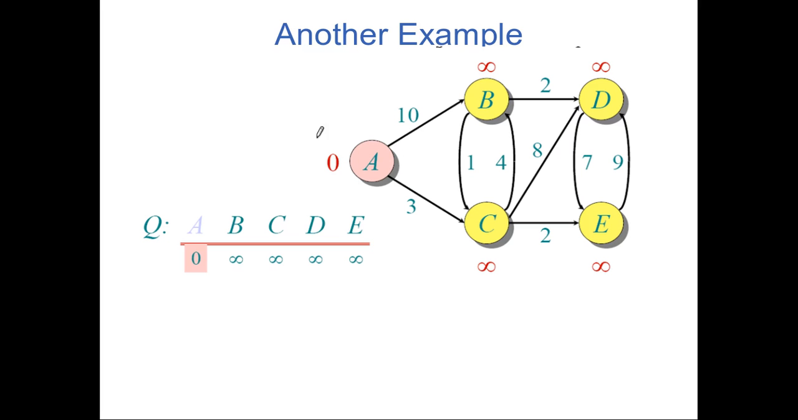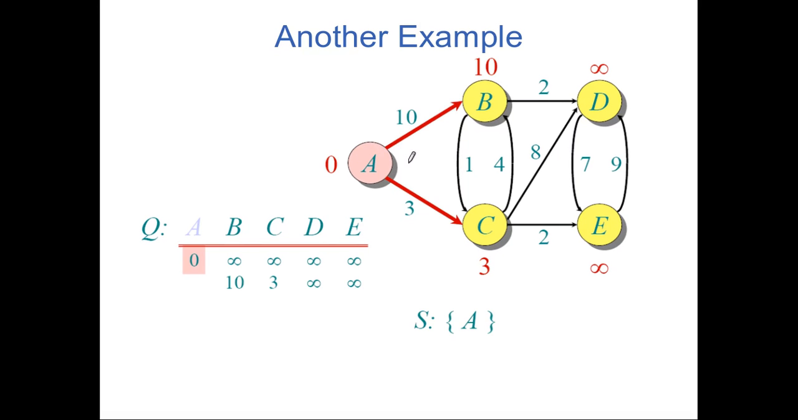Let us take another example here. In this example, the same A is the source node for us. From A, what are the nodes which I can explore? So the nodes which I can explore are B and C, and that is why it gets updated. Okay, so 10 is less than infinity, so 10 gets updated here. 3 is less than infinity, so 3 gets updated here.